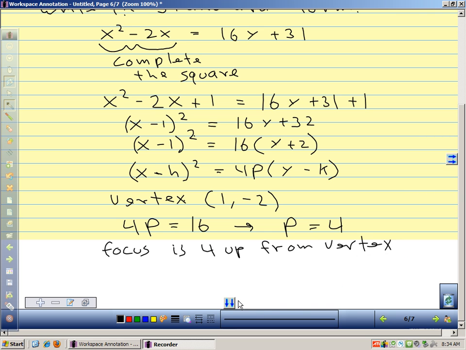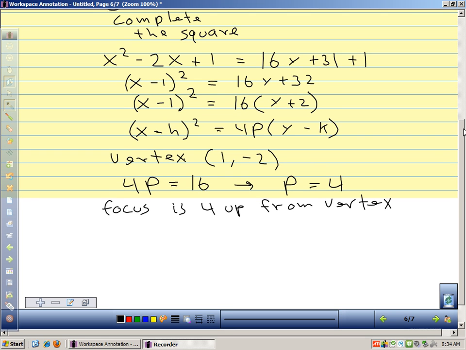And we could also just plug into our formula for our vertical axis. So the focus is 4 units up from 1, negative 2, which is 1, 2. And the directrix is y equals, and 4 units down from negative 2 is y equals negative 6.